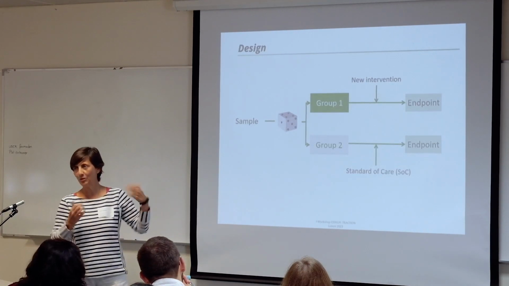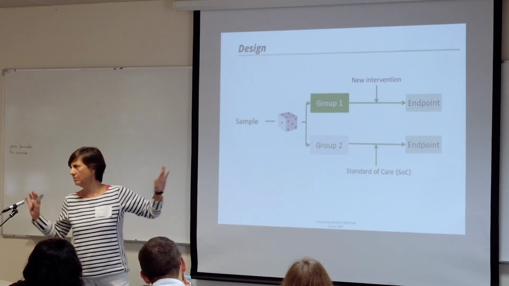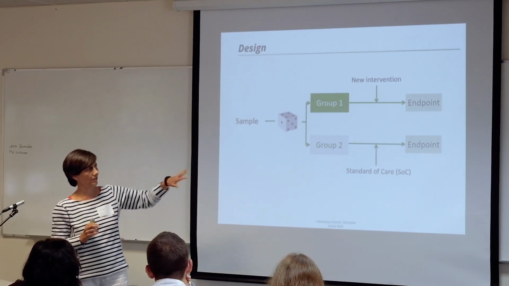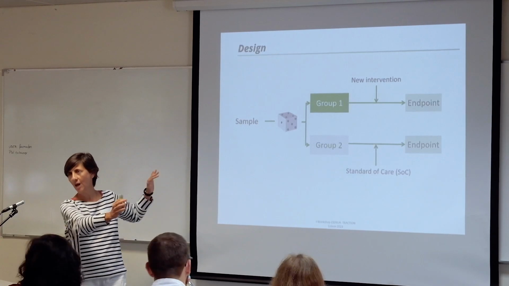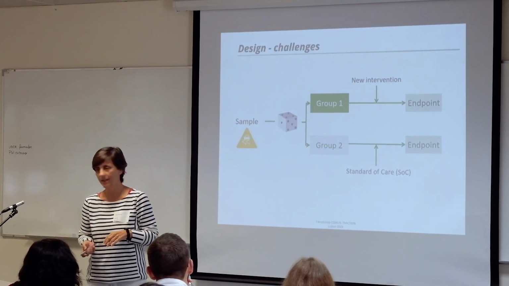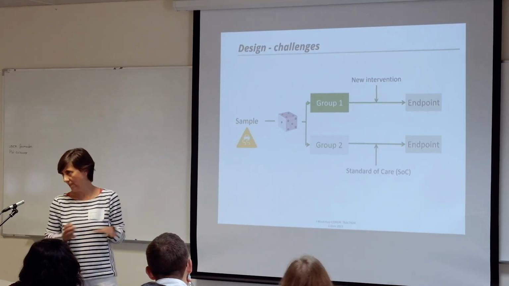You have a sample, you randomize it to 2 groups, no more, just 2 groups. Then one gets a new intervention, the other the standard of care, and then you follow them up and you get the endpoint, right? Things cannot be this easy. Things can start getting challenged, okay?